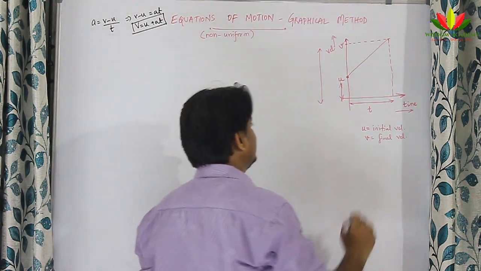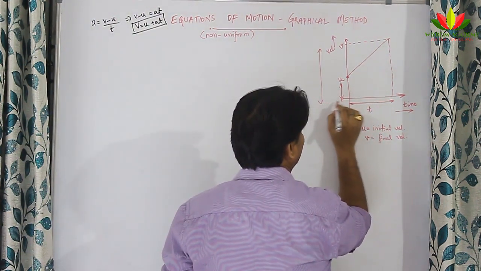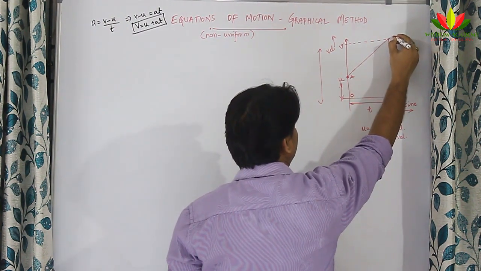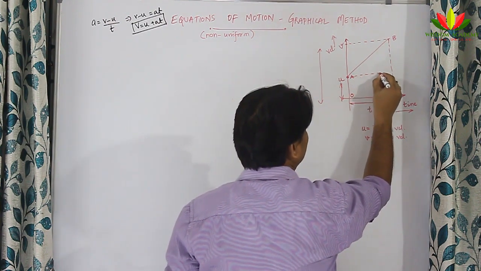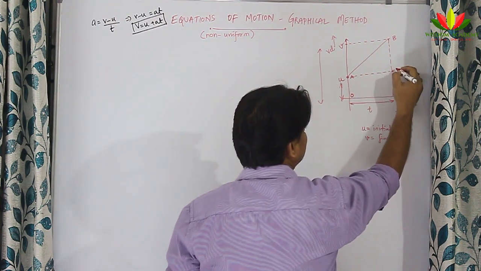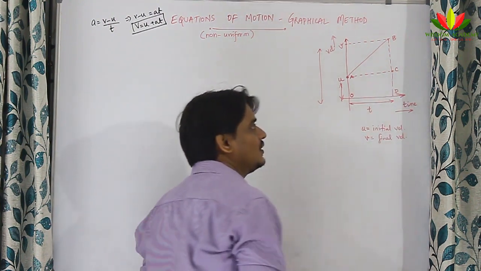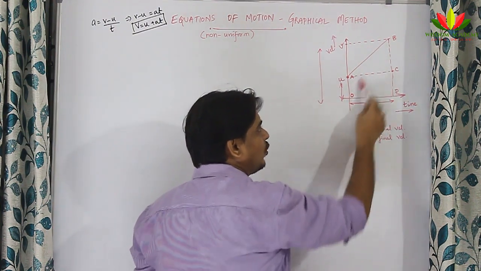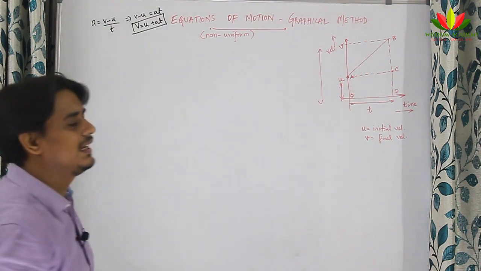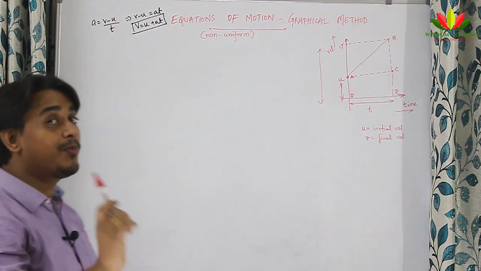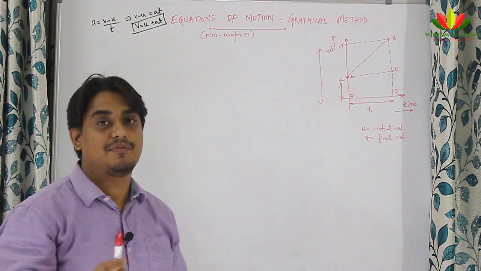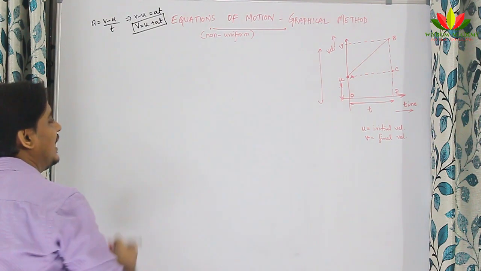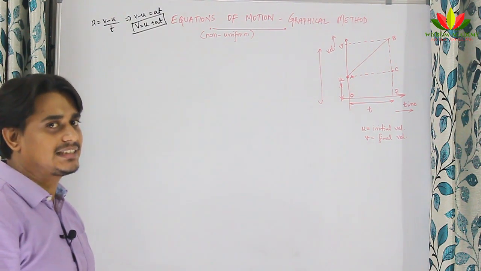Right. So let me name all these points. Let this be origin O, then A, B, and I am drawing a parallel line here for easiness, C and D. So what is the graph? The graph is O, A, B, C, D, O, this whole area. Before starting the area of the graph, you also know that the slope of a velocity-time graph gives you acceleration. Please go to the previous video, you can see there. So we know that the slope of the v-t graph gives us acceleration.